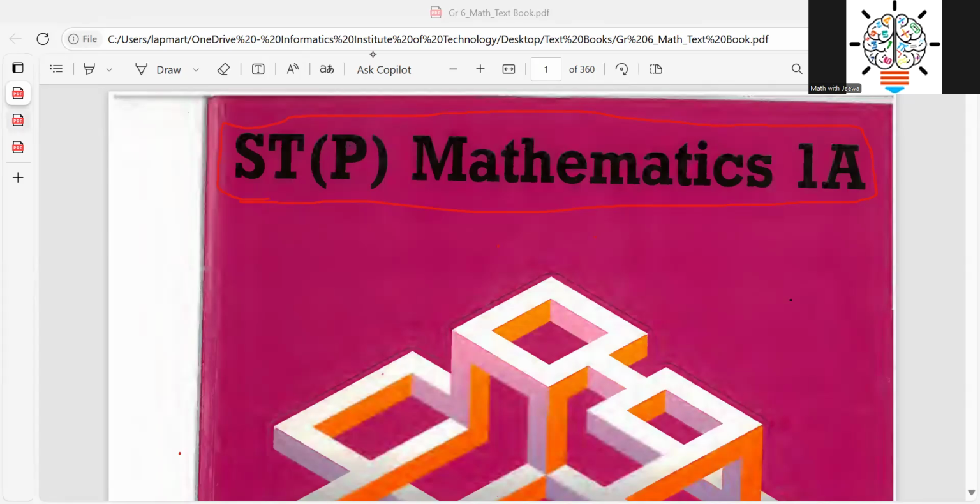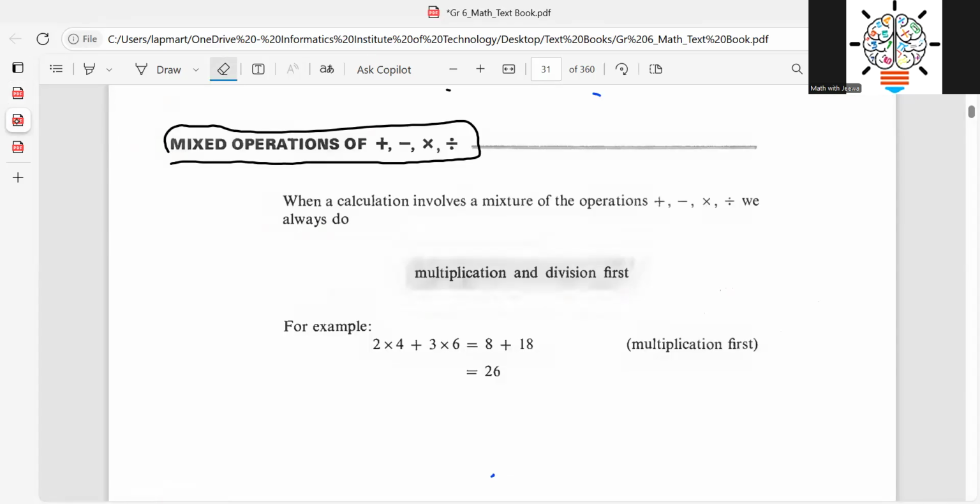So today we need to start a new topic that we call mixed operations. Everyone, please take your theory books and put the date. Write down the subtopic in black color: mixed operations, plus, minus, multiplication and division. Write it as it is.